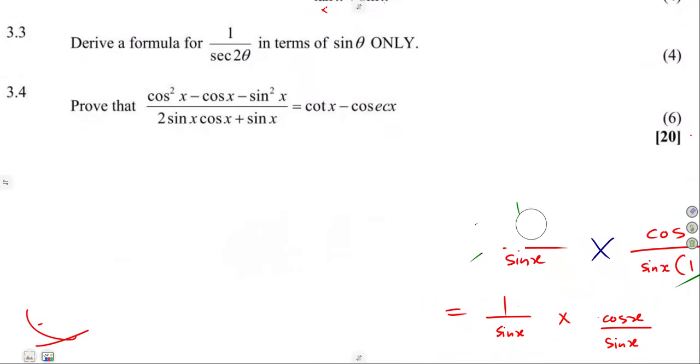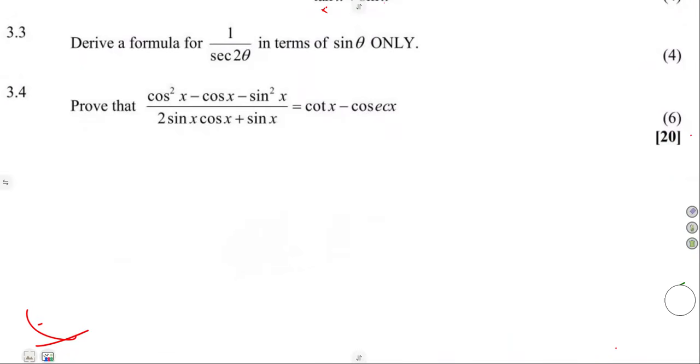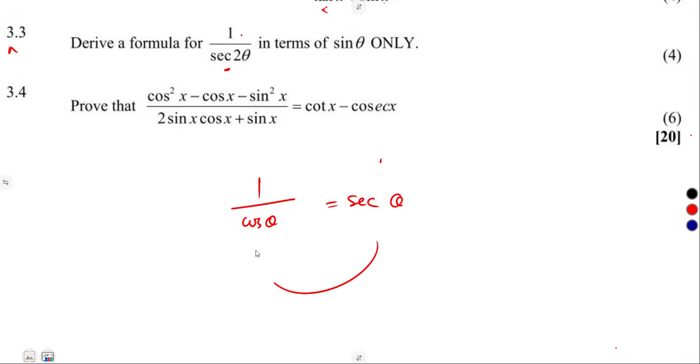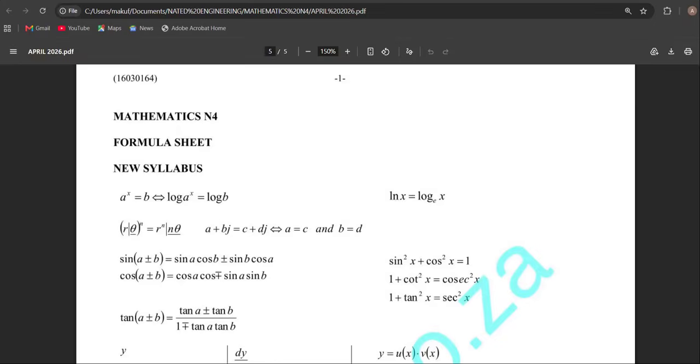In terms of sine of theta only, sine of theta. All right, let's play around. 1 over sec, we take it, right? We know that 1 over cos theta is the sec of theta. So the opposite, 1 over this is going to give us what? Cos. So 1 over the sec of 2 theta is simply cos of 2 theta. Remember, we can expand the cos from our identities here.